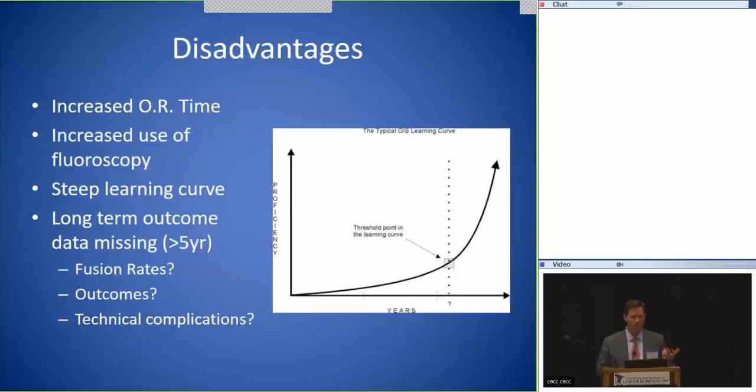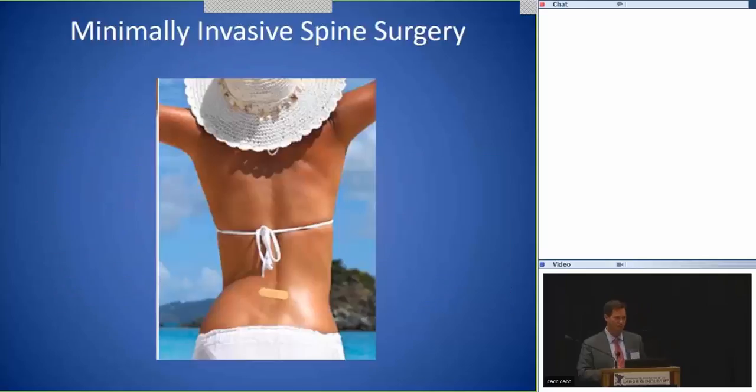Well, what are the disadvantages? At first, there's an increased operative time, there's an increased use of fluoroscopy, there's a steep learning curve, and then we don't have the long-term outcome data yet. So what are the fusion rates? What are the long-term outcomes? And how do technical complications fare, particularly as people are learning how to do these types of things? Anytime you learn something, you're going to get into some more problems at first.